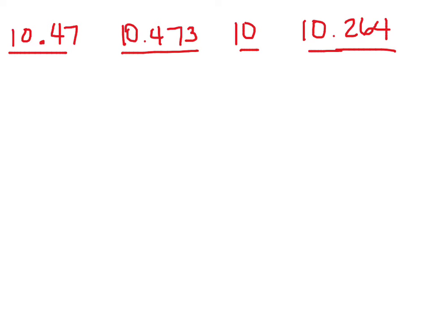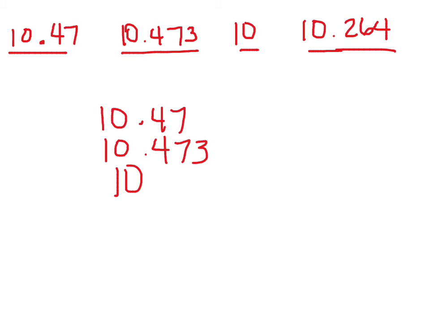Okay, so let's do one more. So here are my 4 numbers. I'm going to write them down. 10.47, 10.473. 10 is a whole number. When there's no decimal, the decimal is understood to be at the end of the number. So in the number 10, the decimal comes right behind it.